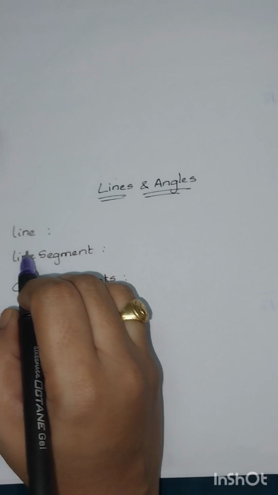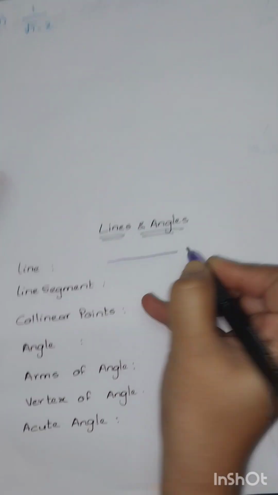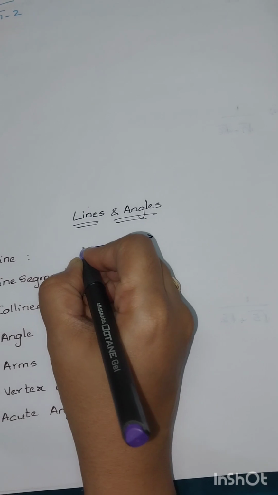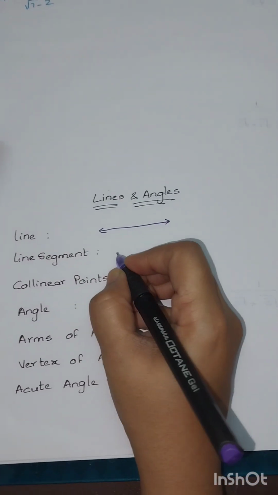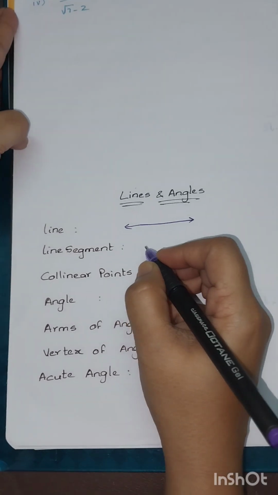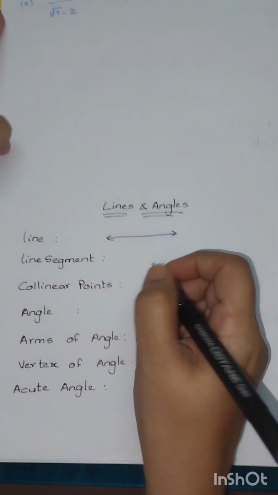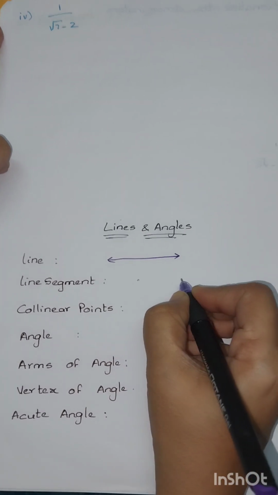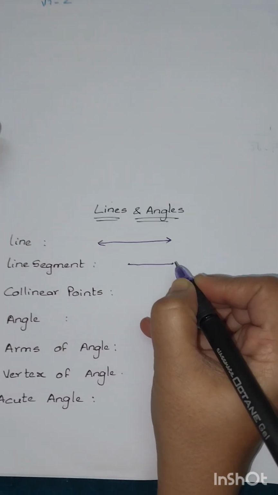So what is a line? A line has no end point. It extends on both sides. This is a line. What is a line segment? A line segment is a part of a line but it has endpoints. The line between two endpoints is called a line segment.